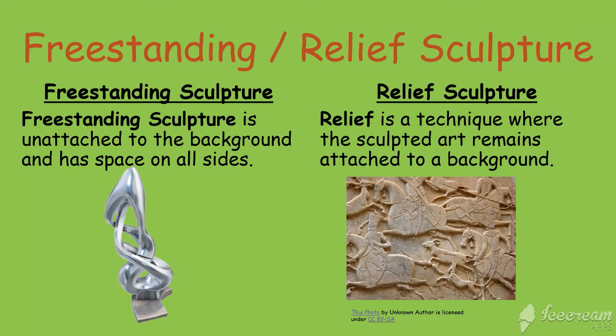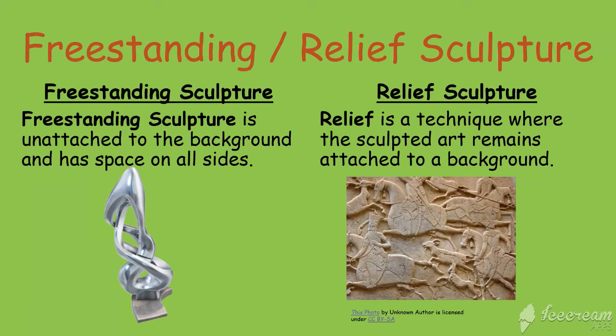Okay, so the difference between freestanding and relief sculpture. Freestanding sculpture is unattached to the background and has space on all sides. So that means you can walk all the way around a freestanding sculpture. You can see the front, the back, the left, and the right side. You can also see the top of it.